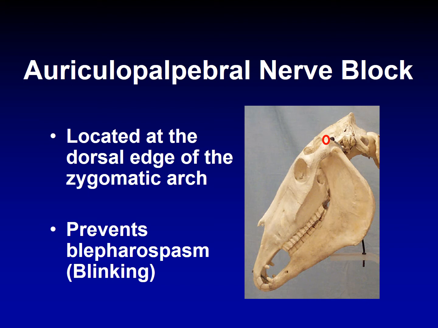The auriculopalpebral nerve block, again, is coming from the palpebral branch of the facial nerve, located at the dorsal edge of the zygomatic arch. So we palpate the zygomatic arch, and we give the injections there. I'll show you again how it's done.